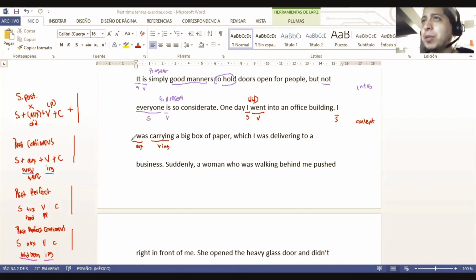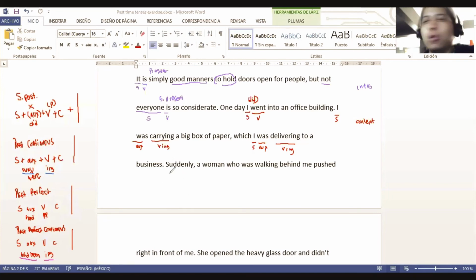And when I was in the office building, I was in the middle of carrying a big box of paper. I had a big box of paper in my hands. My hands were full. I mean, I couldn't use my hands because I was carrying a big box of paper, which I was, auxiliary, delivering to a business. So this is again the context. I was carrying a big box of paper, and I was delivering. I was in the middle of the process. I have my hands full with the paper, and I was delivering the paper or the box to a business. To deliver is entregar. Okay, I was in the middle of that process.